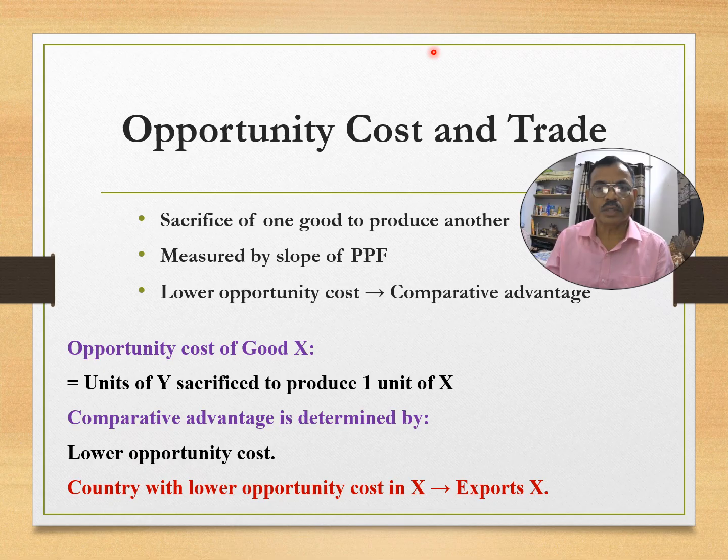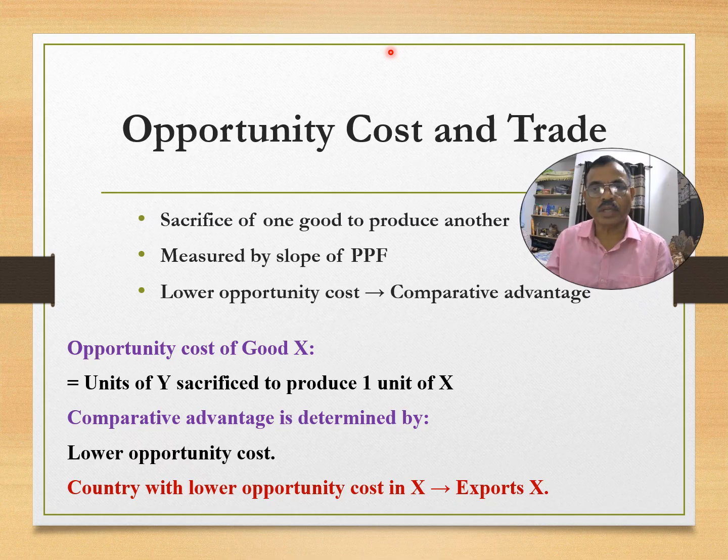Suppose country A sacrifices 1 unit of Y to produce 1 unit of X. Country B sacrifices 3 units of Y to produce 1 unit of X. Clearly, country A has lower opportunity cost in producing X. Therefore, country A has comparative advantage in X. Similarly, country B will have comparative advantage in Y. Thus, comparative advantage is determined by relative sacrifice, not absolute productivity.